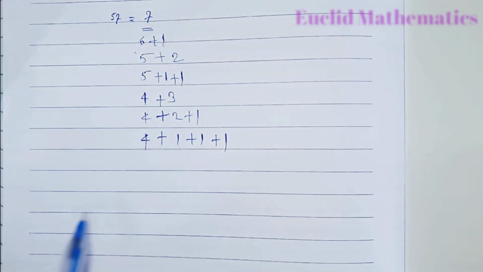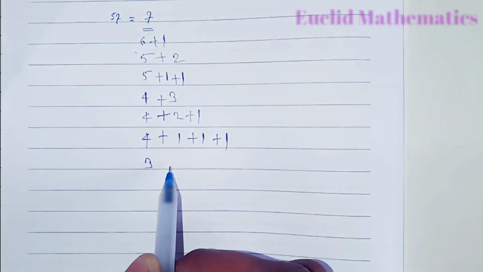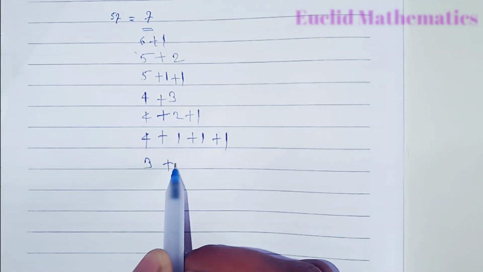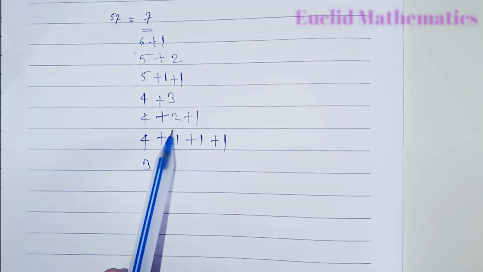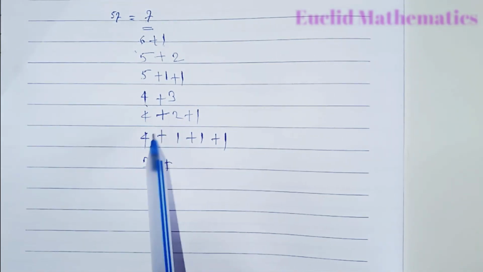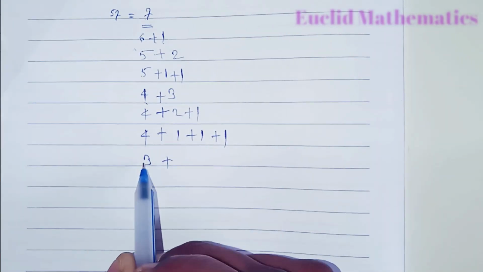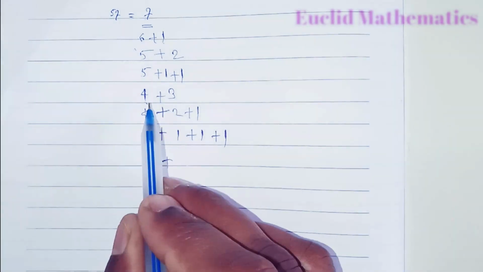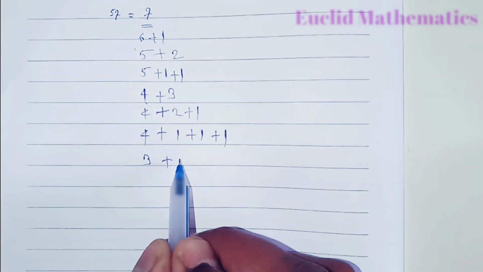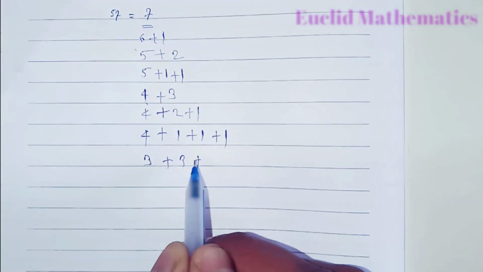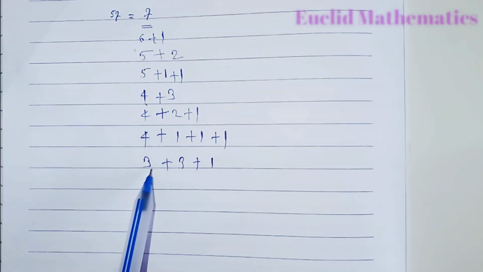Let's go further with 3. 3 plus 4 we cannot write, because we have already done it: 4 plus 3 means 3 plus 4. So that option is gone. Now 3 plus 3 is 6, and then 1. So we can write 7 as 3 plus 3 plus 1.